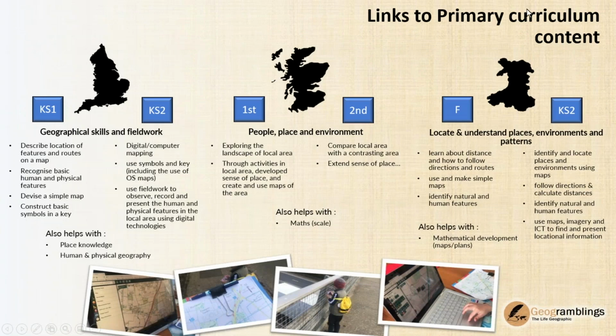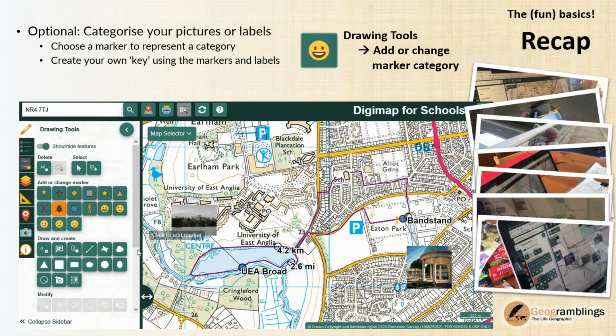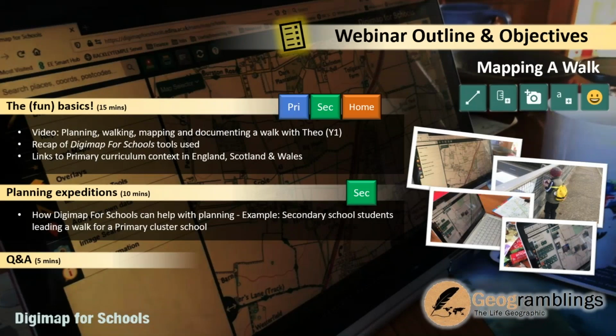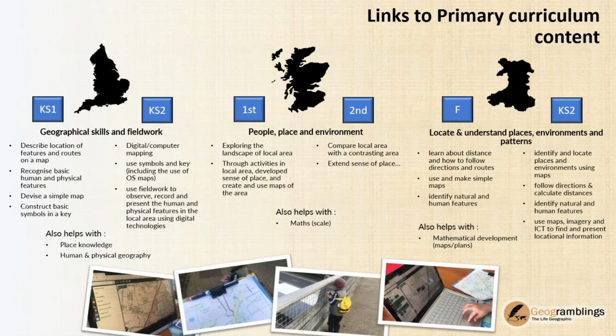Right, so links to primary curriculum content. Sorry, I've missed out Northern Ireland here. I just simply ran out of time, but I do understand that Northern Ireland have very similar curriculum contents and requirements. But just to look here at the primary stages, so Key Stage 1 and 2 in England, First and Second in Scotland, and Foundation and Key Stage 2 in Wales. If I just go back there, you see in the top right those 5 simple tools. Using those in Digimap for Schools, which I've demonstrated here, can cover all these curriculum requirements at primary level.